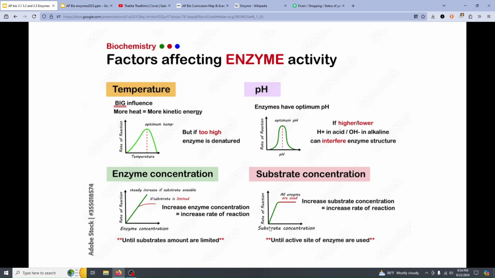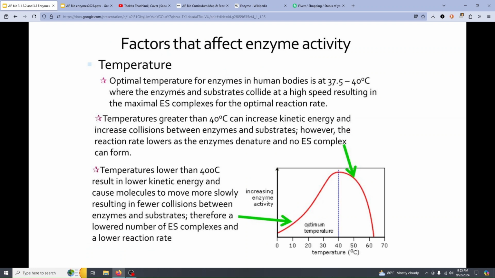Look at substrate concentration. So here I'm keeping the same amount of enzyme, but I'm increasing the substrates. As I keep on increasing the substrates, as much as enzymes are available, it's going to keep on increasing. But there comes a point when the enzymes are saturated, and all the active sites of the enzymes are now being used. At this point, increasing the substrate concentration is not going to change anything. It's just going to be a plateau right here.